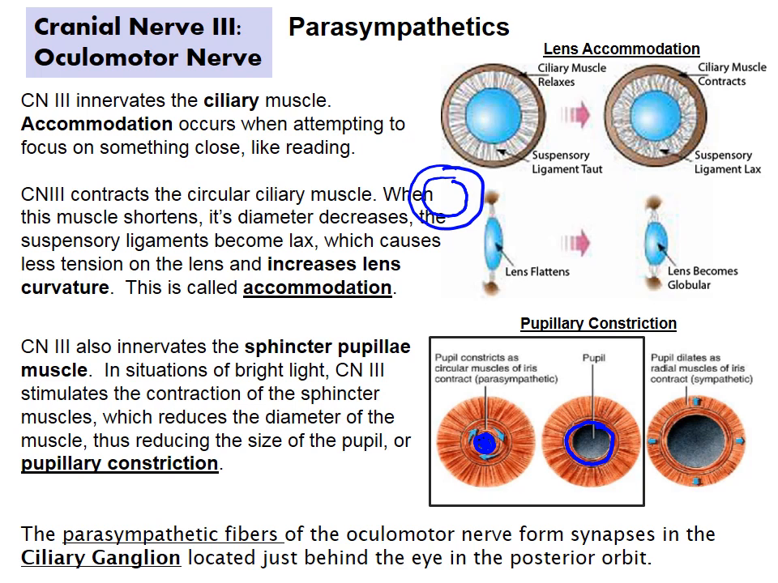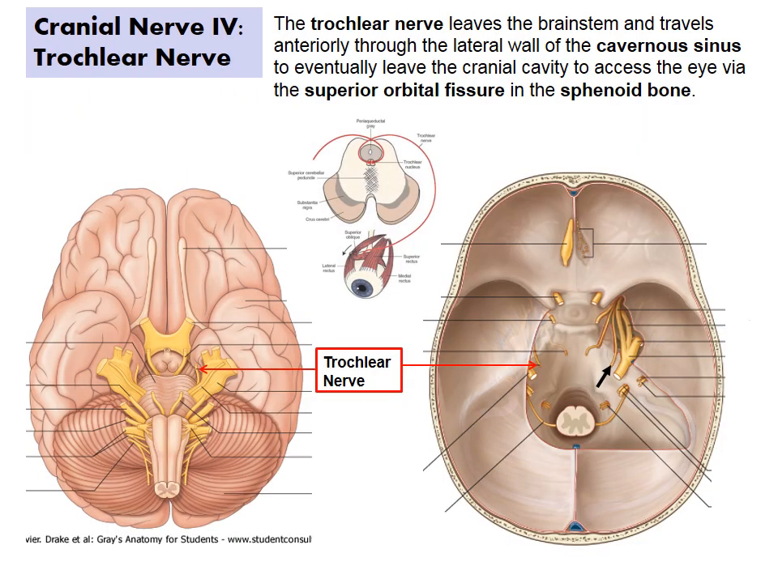And this is driven, again, by the cranial nerve number 3 parasympathetic fibers, which synapse in what's called the ciliary ganglia, located just behind the eye in the posterior orbit. So cranial nerve number 3 is going to come in. There's going to be a synapse of nerve fibers within this ciliary ganglion that are responsible for this lens accommodation and pupillary constriction. So let's move on and talk about cranial nerve number 4, which is the trochlear nerve.